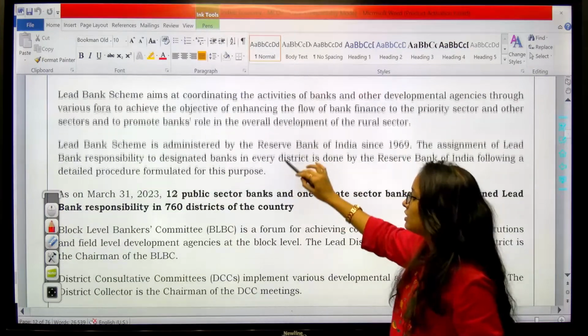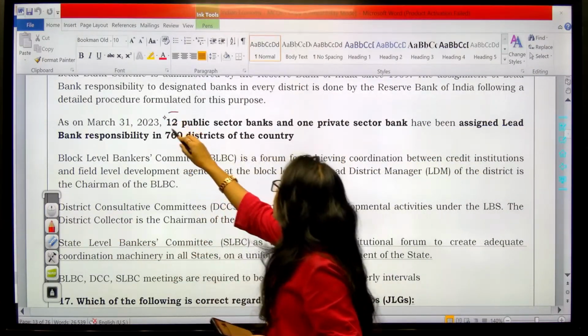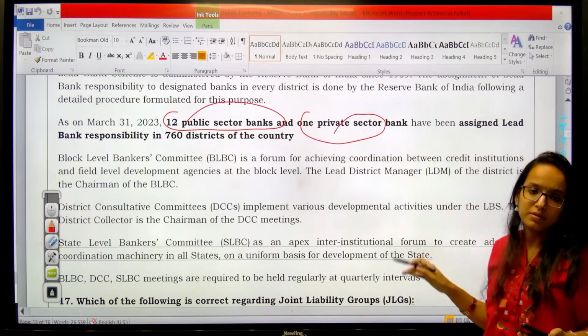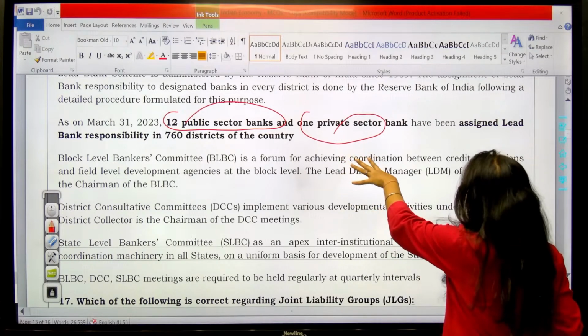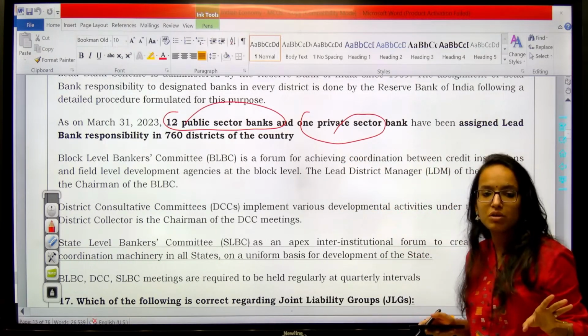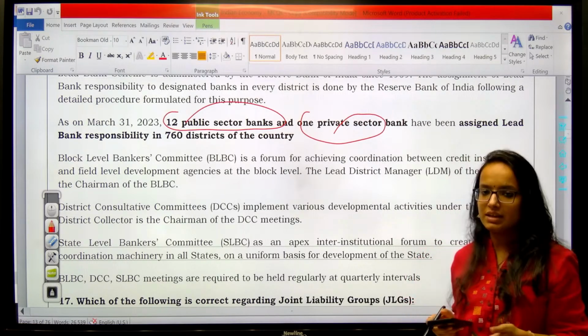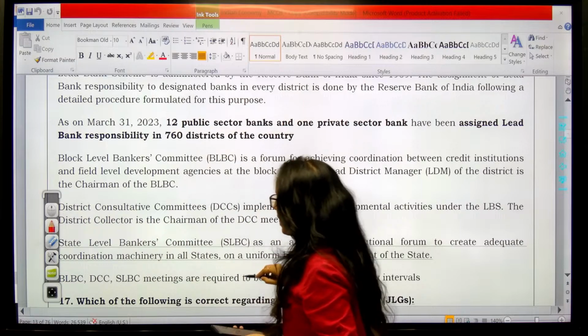Alright. Now here is the data. Why did I say that the third statement is incorrect? You can see here, 12 public sector banks and just 1 private sector bank as of now. So 12 public sector banks and 1 private sector bank have been assigned this responsibility of lead bank. So therefore this statement becomes incorrect, right? So this was your question regarding the lead bank scheme.